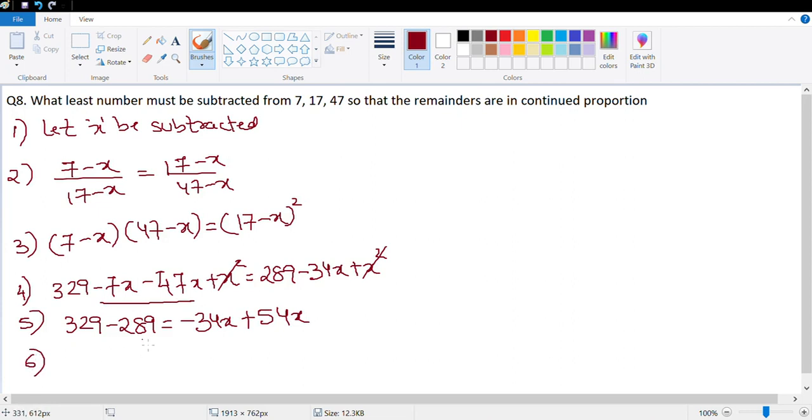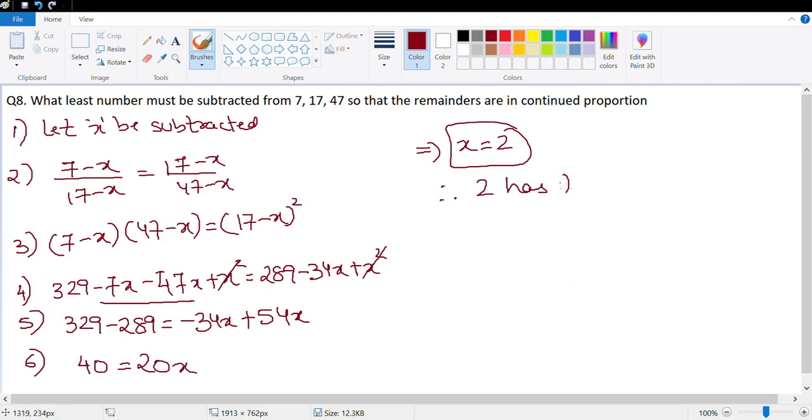329 minus 289, that's 40, is equal to 20x, which means x is equal to 2. So the answer is, therefore, 2 has to be subtracted from all of these given numbers to put them in continuous proportion. Good, let's look at the next one.